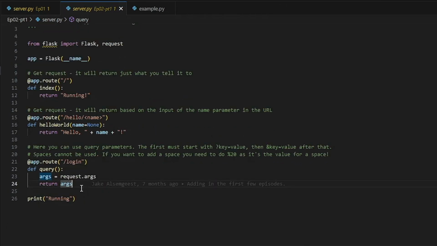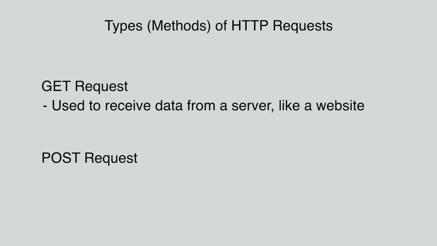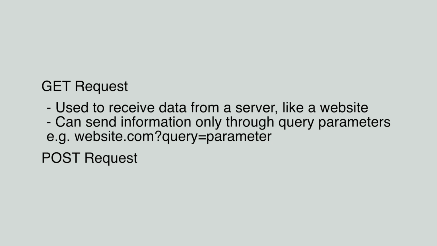So let's talk about the difference between a GET request and a POST request. So far, what we've been doing is using GET requests. A GET request is typically the type of request that people send to a server when they first load a website. A GET request can send some basic information through the query parameters like we just showed, but it's all in the open because it's a part of the URL. So when you go to google.com, you're sending a GET request to the Google server, which then returns the Google homepage. So GET requests are meant to receive data from a server.